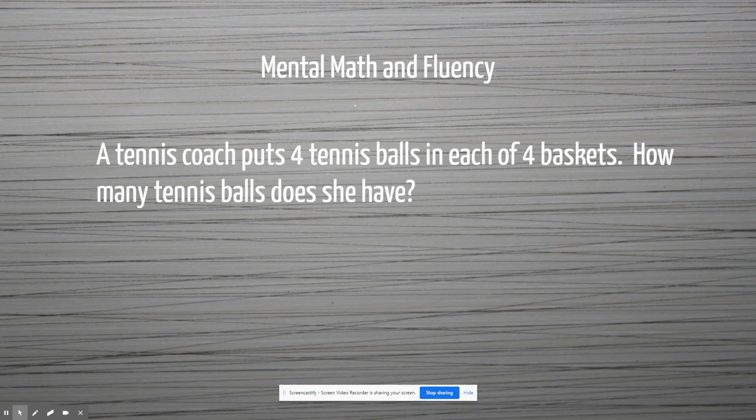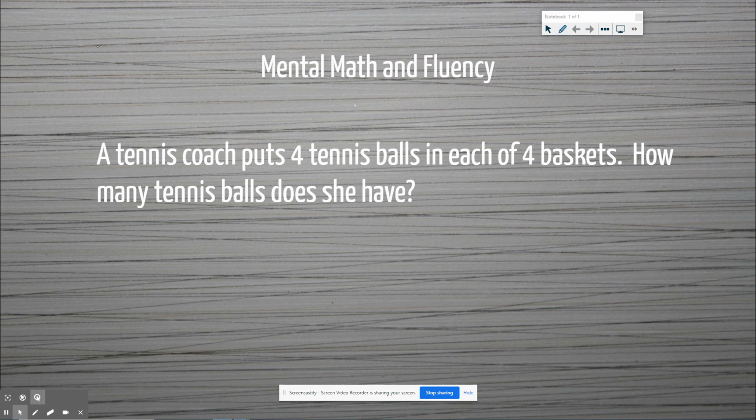I want you to solve the problem. Think about how you will solve this. A tennis coach puts 4 tennis balls in each of 4 baskets. How many tennis balls does she have? So to solve this, you're going to want to use the cube strategy.